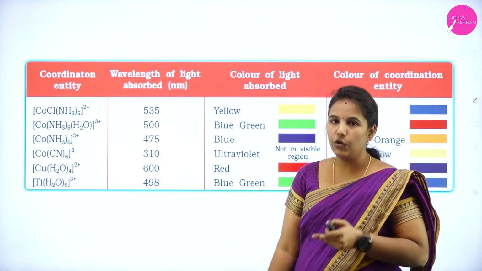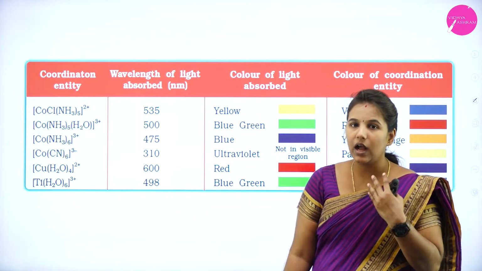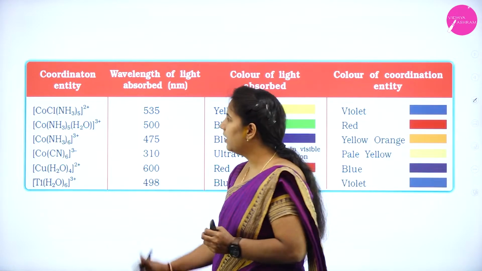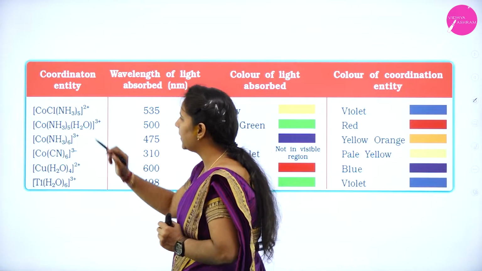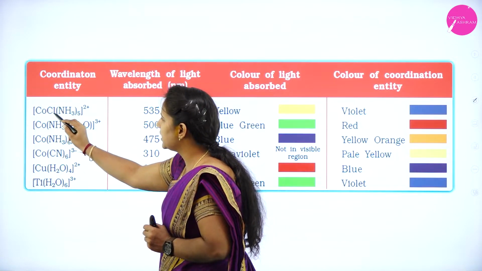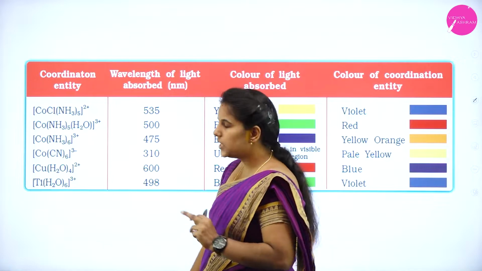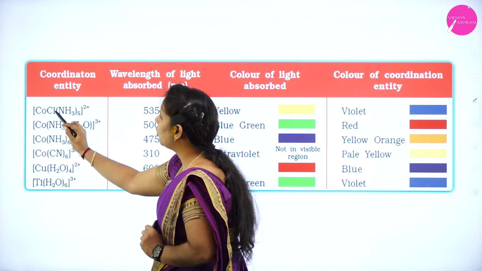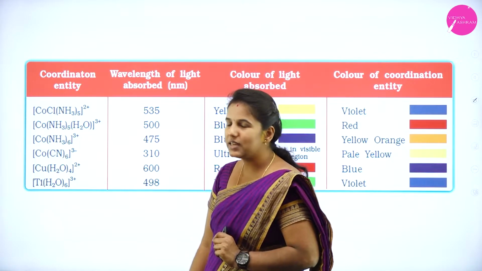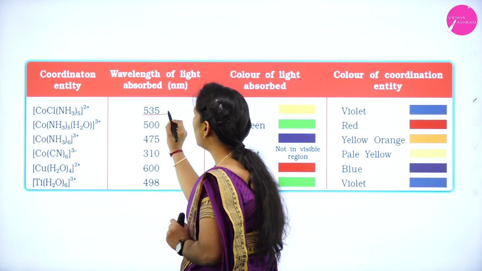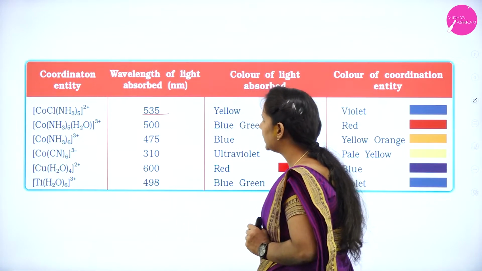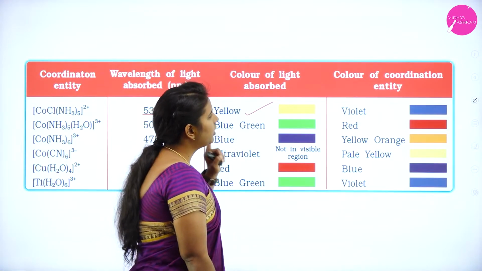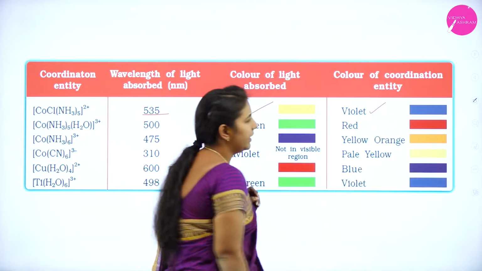We'll see a few examples so that you will understand how the color is obtained due to different ligands. So we have a coordination complex like this, [Co(Cl)(NH3)5], and the name of the coordination compound goes like this: pentaamminechloridocobalt(II). Is it right? Yes. It absorbs in the wavelength region around 535, which is yellow light, and the complementary color is violet.